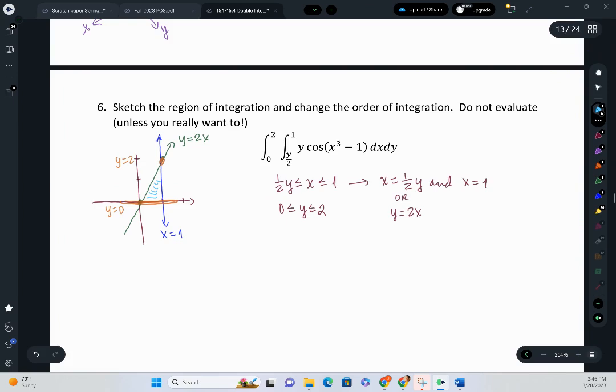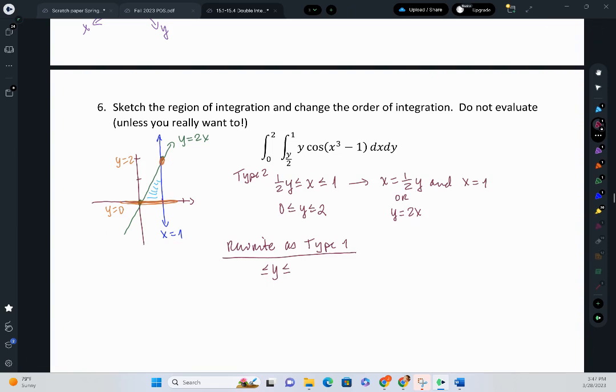That's our D. And so with the way everything's written, I want to rewrite this as, okay, what was this before? This was a type 2. We're going to rewrite it as type 1. So now we're looking at bounds for y. Okay, the lower bound for y, it looks like it's still 0. But the upper bound for y is now that slanted line, the y equals 2x. And while that's happening, the lower bound for x is 0, and the upper bound is 1.